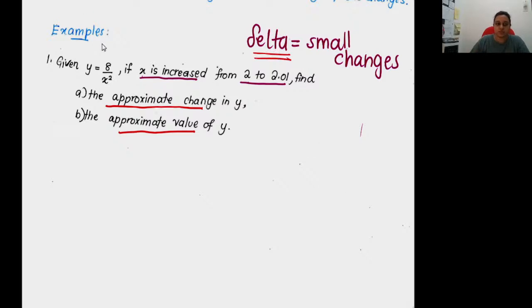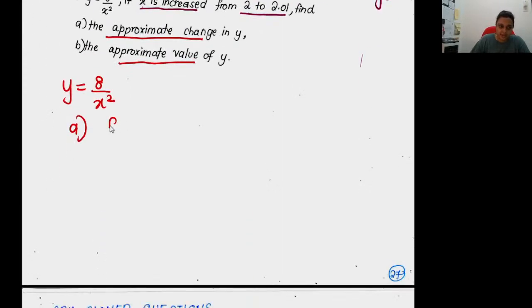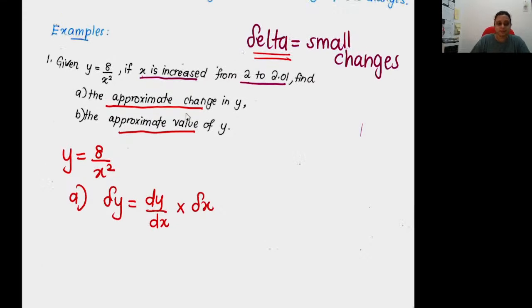Okay, let me go back here. Let's do part a first. y equals 8 over x squared. I'm just copying. Find the approximate change. Let's use the formula: delta y equals dy/dx times delta x. What is delta x? Delta x is actually, for this one you need to do side working first.